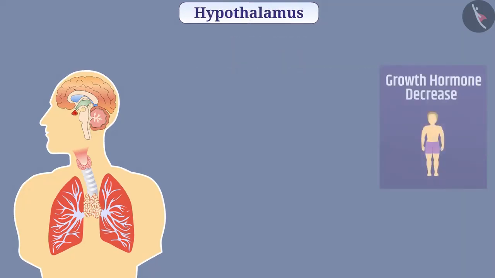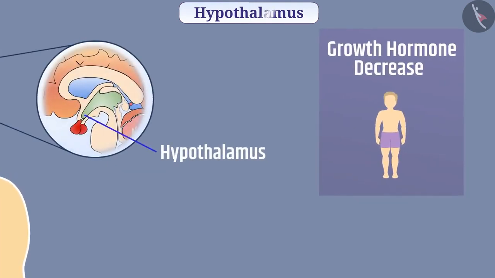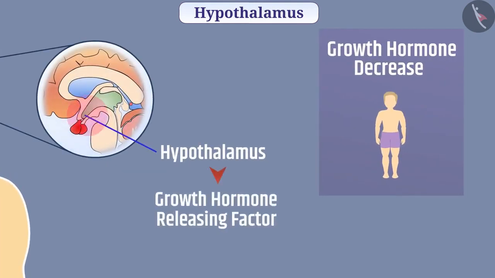When the level of growth hormone decreases in the body, the hypothalamus secretes the growth hormone releasing factor, which causes the pituitary gland to secrete growth hormone. Thus, hormones produced by the hypothalamus regulate the synthesis and secretion of hormones secreted by the pituitary gland.